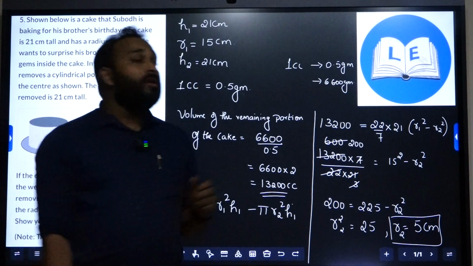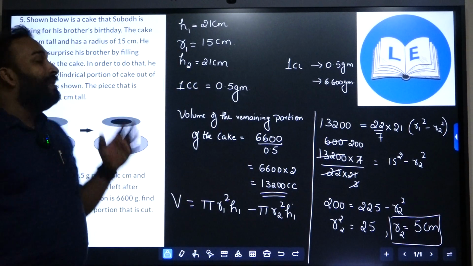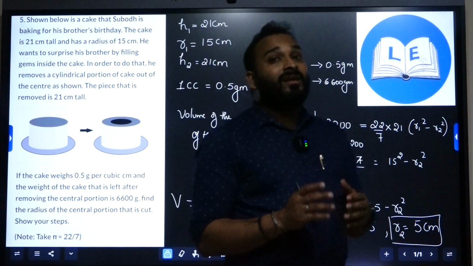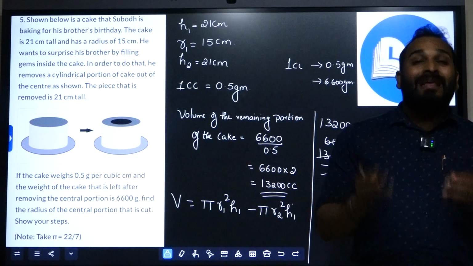Again, I'm stressing, children, you can expect these kind of questions in your board exam this year. So please make sure you practice all these questions step by step, so that if you get this question, you should be in a position to solve it in the least possible time.